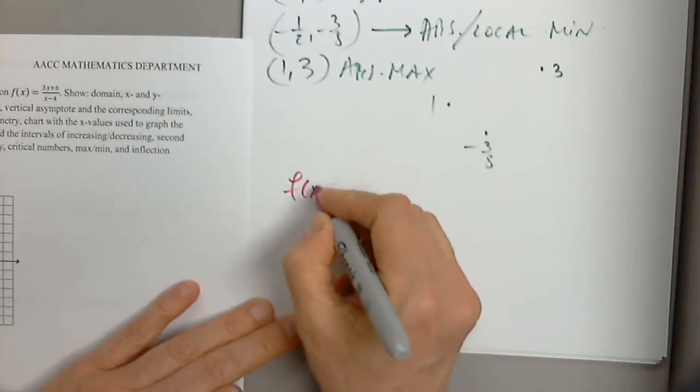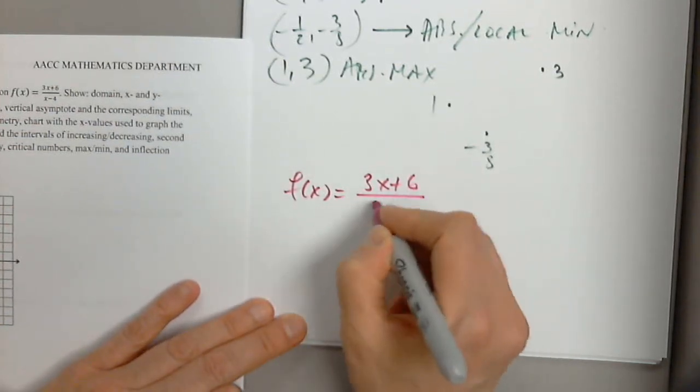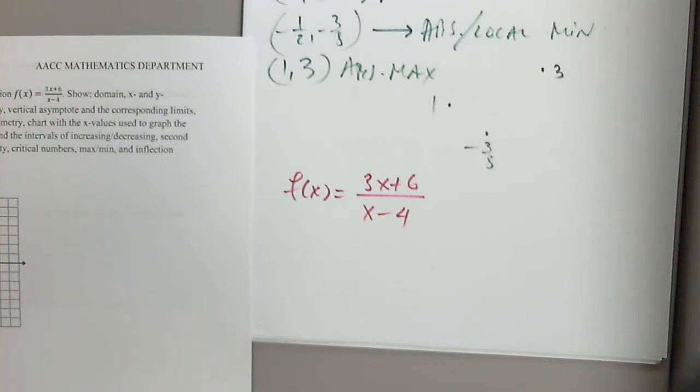So we have f of x equals 3x plus 6 over x minus 4. For this problem, we want everything. We want a graph. We want absolutely everything. So we're starting with domain. Yes. It's from negative infinity to 4, or 4 to infinity. Excellent. Union 4. Correct. But if you put everything in the table, then you don't have to specify it on the side. Oh, no? Nope, because I know that you know what you're doing if you put everything in the table.